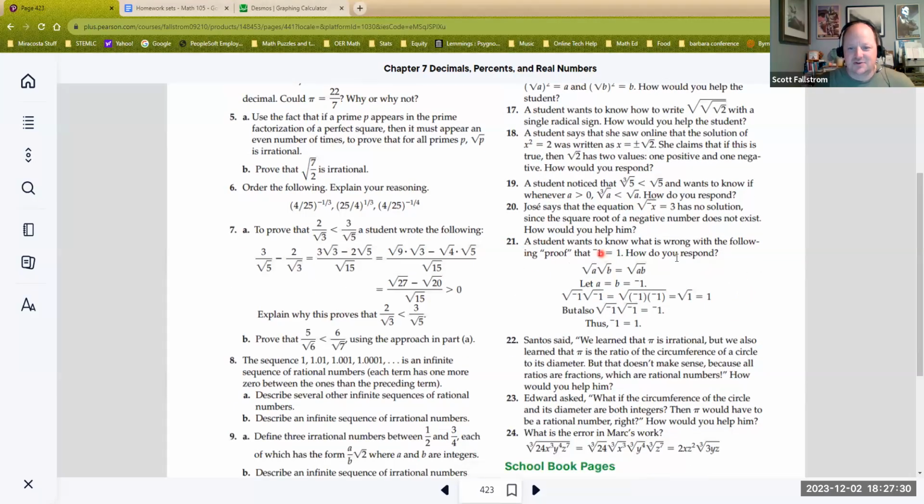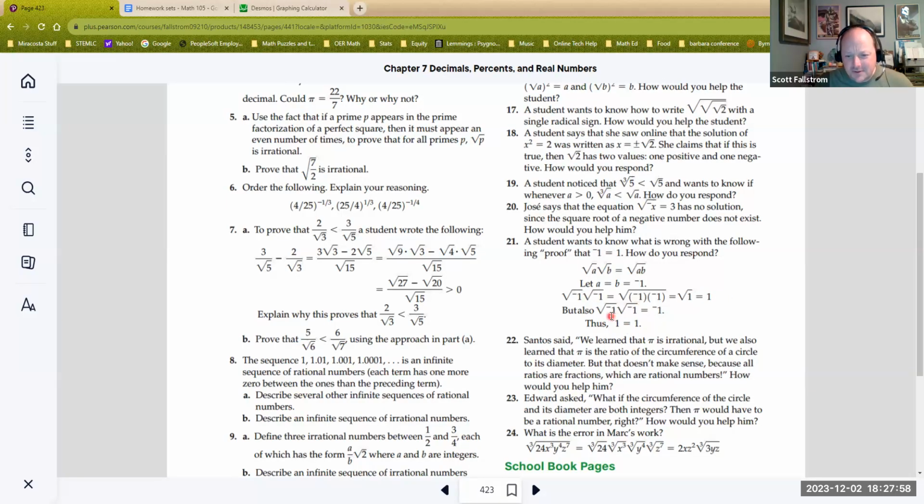And lastly, a student wants to know what's wrong with the following proof. Oh, I love this one. So a student says the square root of a times the square root of b equals the square root of ab. That's actually 100% true. That was one of the theorems that we talked about in this section. And they say, okay, well, let's pick a and b and let them both be -1. So the square root of -1 times the square root of -1 equals the square root of (-1 times -1), because that's what's listed here, which equals 1.